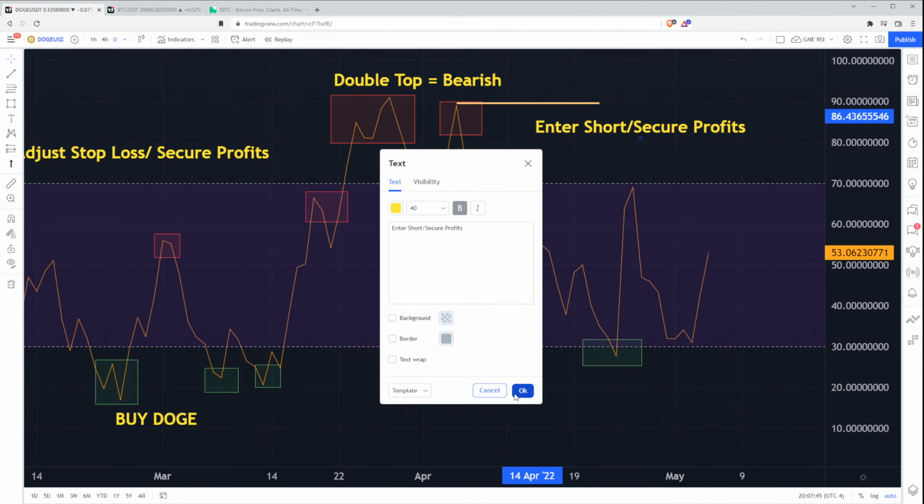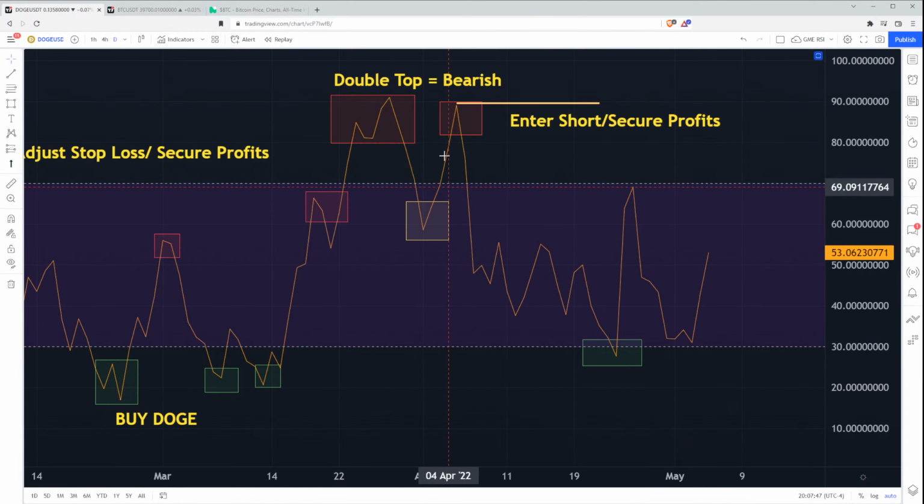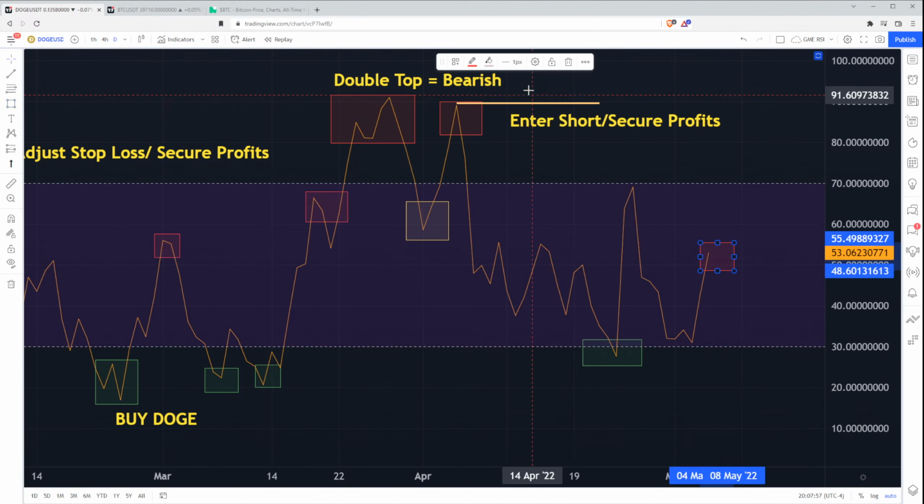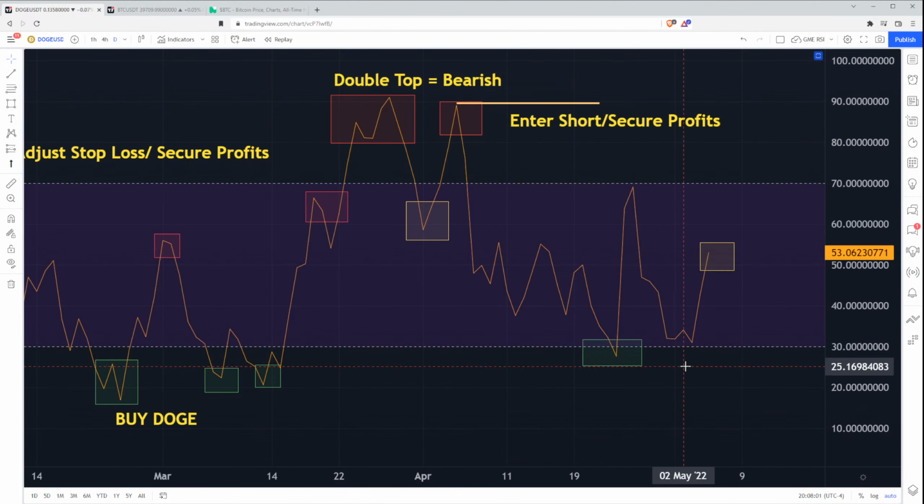Some people are going to enter a short. Some people are going to secure profits. Now let's just see. This is based all on the RSI. Let's just see how this plays out in the chart. And then right here as well, right here at our current time, people are undecided. People are super undecided. But last time they accumulate their Doge down here.